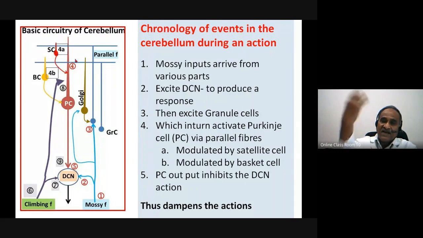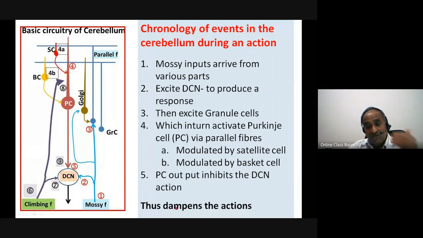Usually, if the cerebellum is not there, our actions are pendular. That means they will be oscillating, they keep on moving like this. So now this oscillation, the overshoot or undershoot mechanism, is controlled so that it stays within fine tuning or fine activity. This is the chronology of activity events in the cerebellum during one part.